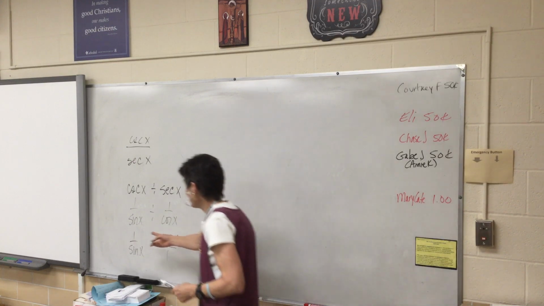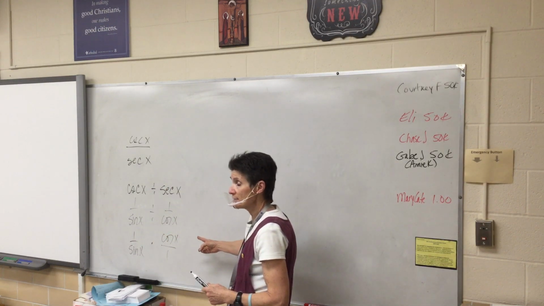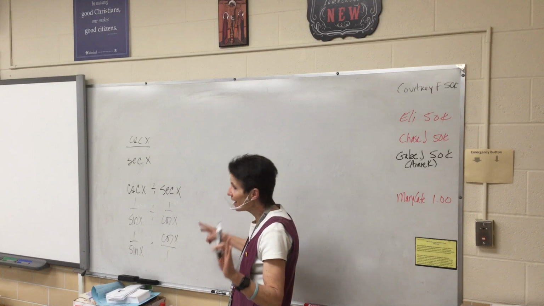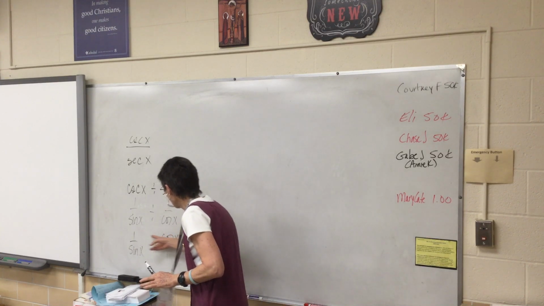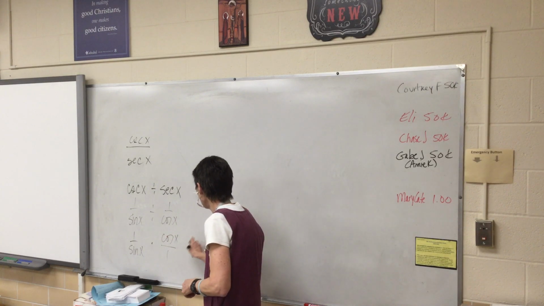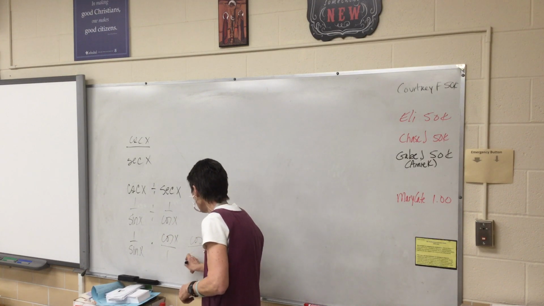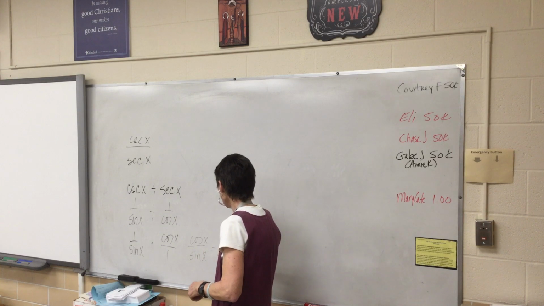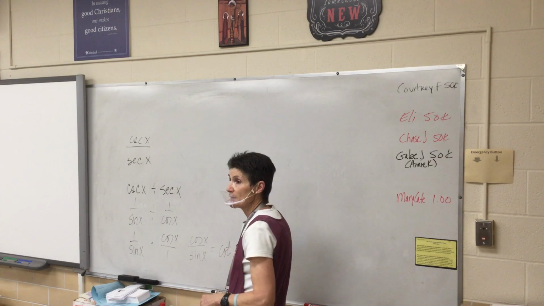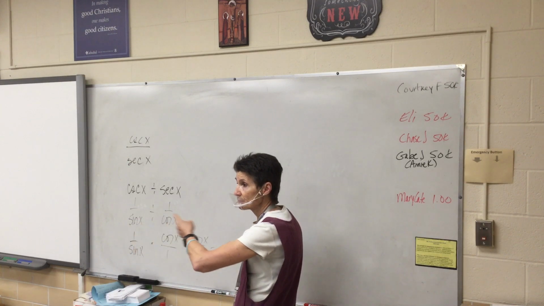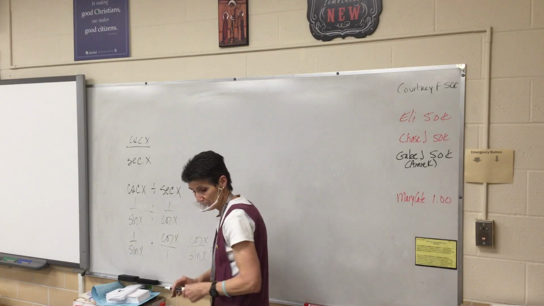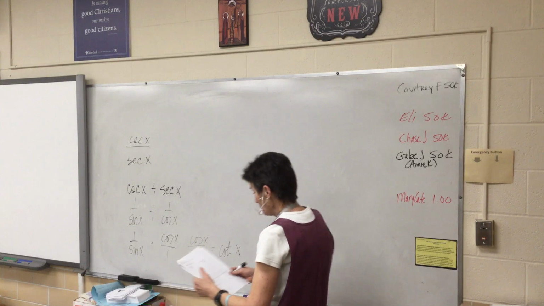And when you multiply fractions, you go straight across. Nothing cancels. A lot of times stuff cancels, but not this time. So I multiply straight across, and I'm left with cosine over sine, which we all know is cotangent. Right? Okay, perfect. Second one.